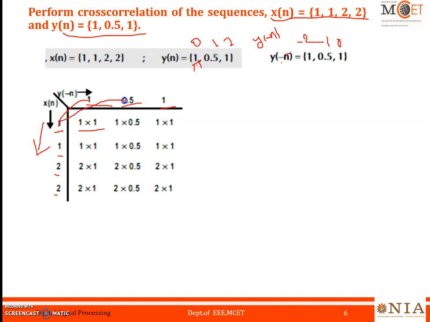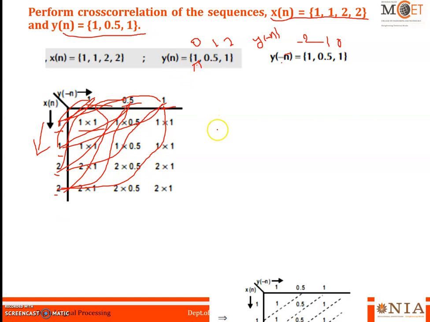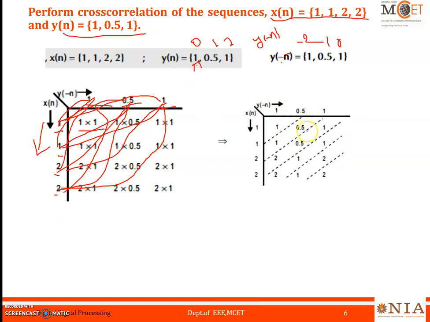Now multiply these values: 1 into 1, 1 into 0.5, 1 into 1. Next one, 1 into 1, 1 into 0.5, 1 into 1. Next one, 2 into 1, 2 into 0.5, 2 into 1. Next one, 2 into 1, 2 into 0.5, 2 into 1. Now we have multiplied all the values. So what's the answer? You will get 1, 0.5, 1, 1, 0.5, 1, 2, 1, 2, 2, 1, 2.